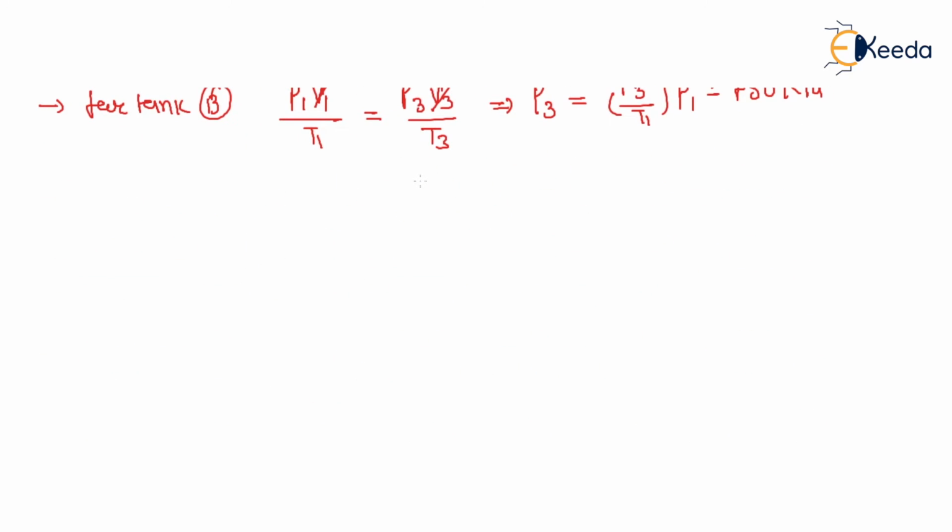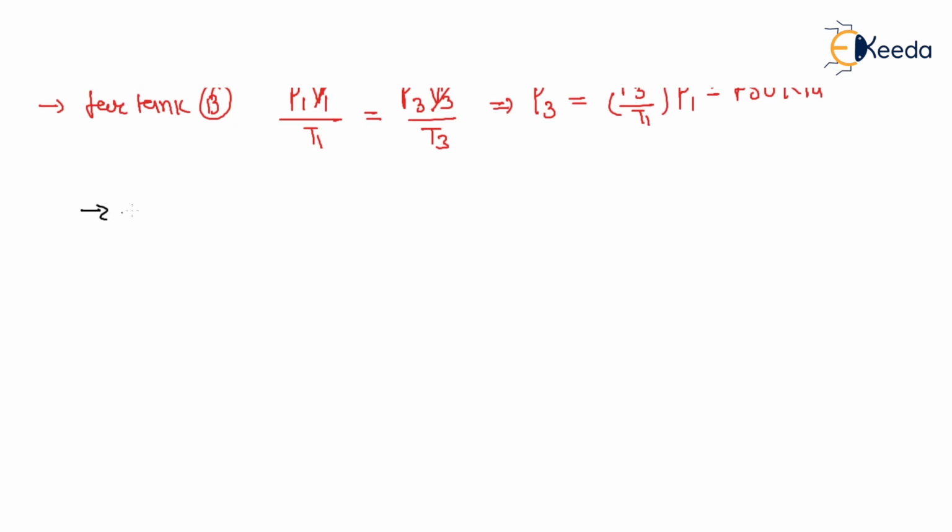Now you have all the properties. That means you have P1. What is the pressure and temperature? So the pressure and temperature of system A and the pressure and temperature of system B, all we have calculated.